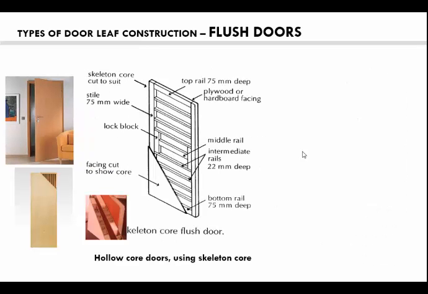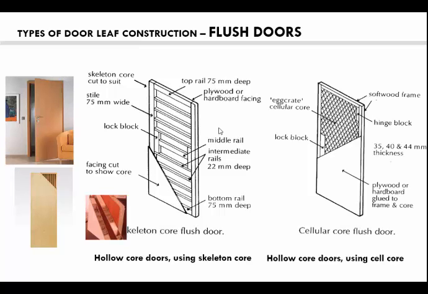So let's go to the images now. This is a typical hollow core. As the name suggests, hollow means inside the door there is hollowness, but of course you need some bracing to support the door. So that's where this framing comes in. Again, you see the same word repeats. It's a rail. Then you have stiles. The vertical parts are the stiles. And this is a skeleton core flush door.